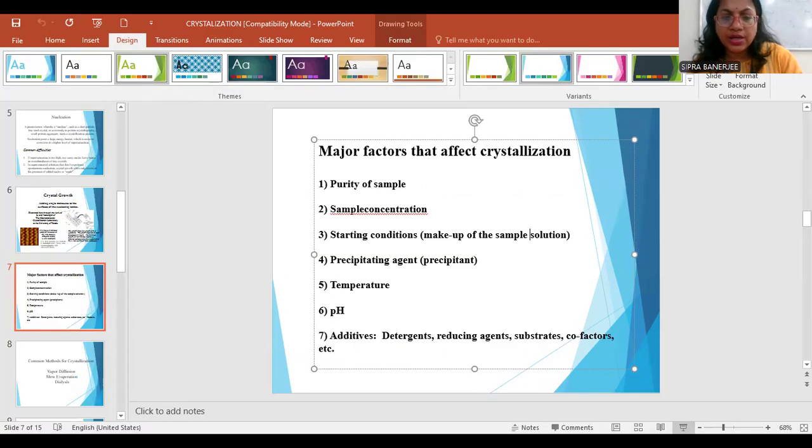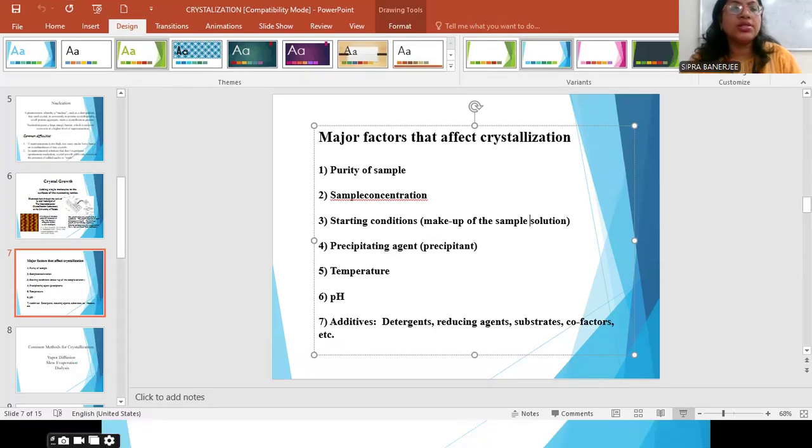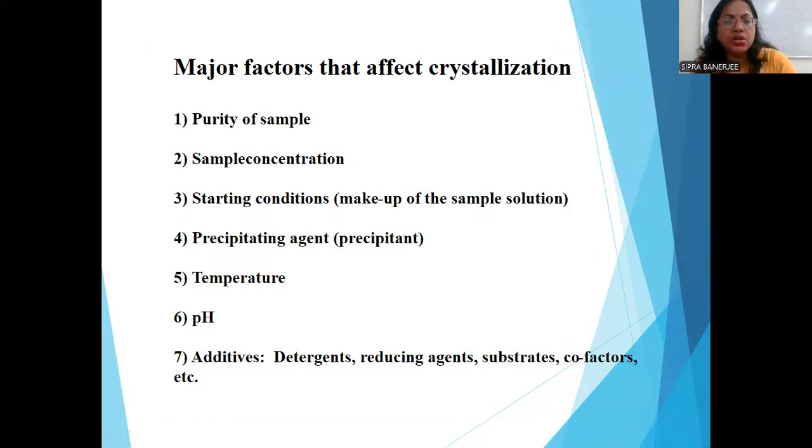Now we will discuss the major factors of crystallization: the purity of the sample, sample concentration, the starting condition or makeup of the sample solution, whether a precipitating agent or precipitant is there or not, temperature, pH, and additives. Now, purity of the sample. Why is purity important? Because if the sample is not pure enough, then the sample cannot be crystallized. Then sample concentration. If the sample is not concentrated to a certain amount, then you cannot get the sample to crystallize.